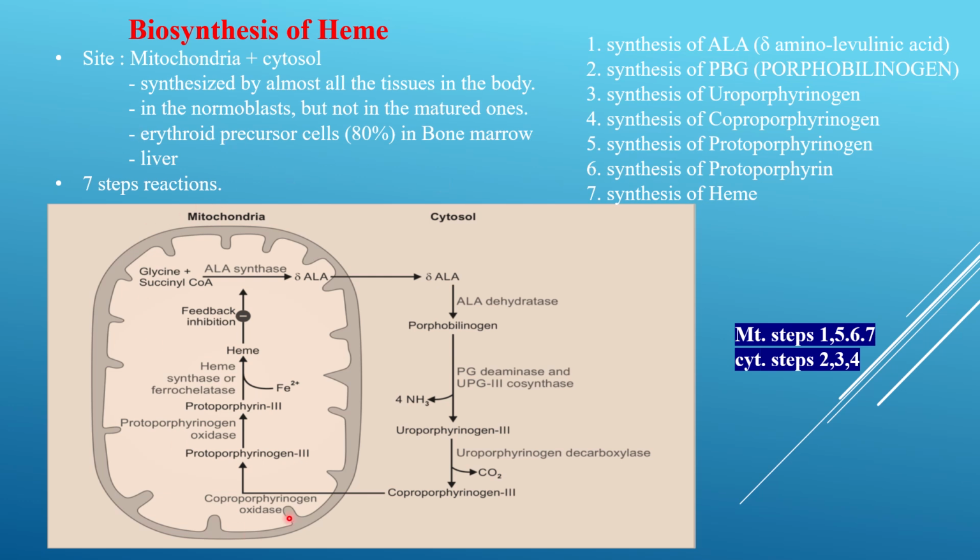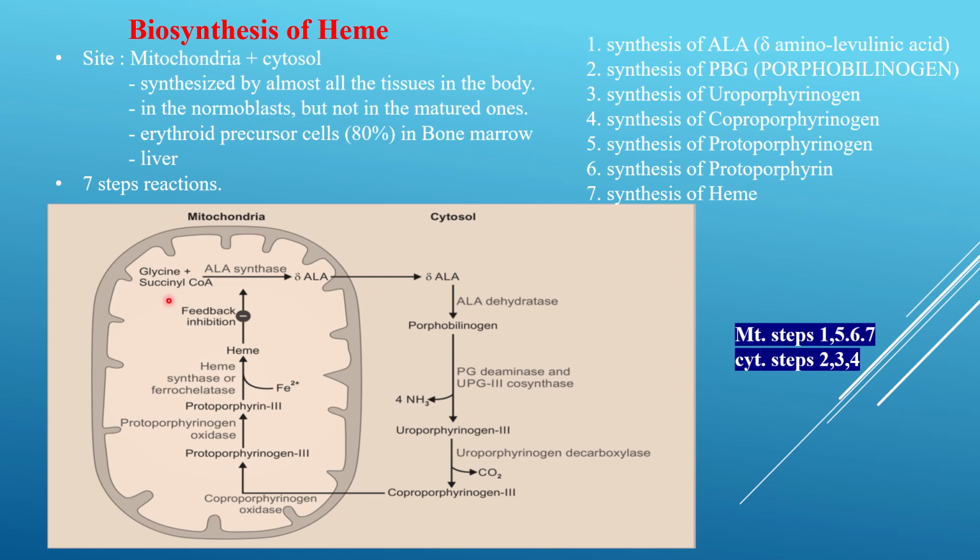There are overall 7 steps in the synthesis of heme. So one is synthesis of ALA, synthesis of porphobilinogen, synthesis of uroporphyrinogen, synthesis of coproporphyrinogen, synthesis of protoporphyrinogen, synthesis of protoporphyrin, synthesis of heme. Few steps are mitochondrial, few are cytosolic.